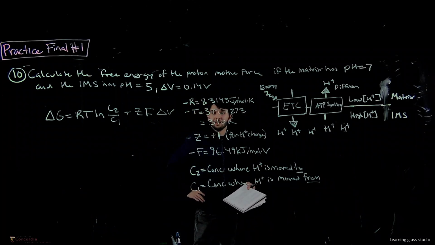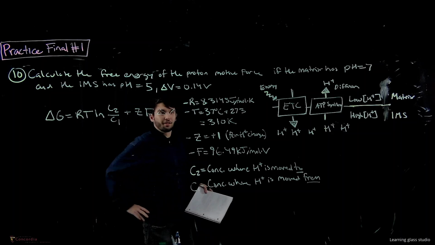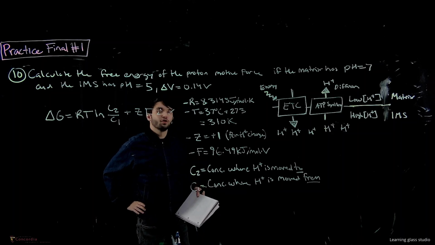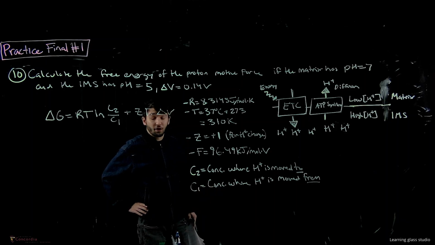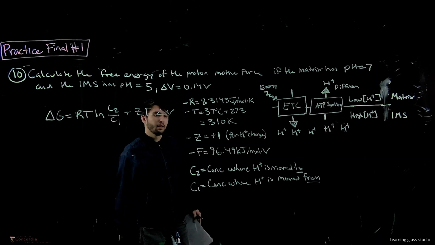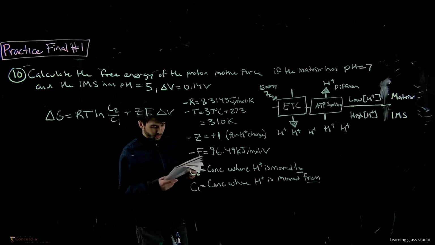What does all that mean? R is the gas constant, 8.3145 joules per mole Kelvin. T is the temperature in Kelvin, so physiological temperature is 37 Celsius. You add 273 to that, you get 310 Kelvin. Z is the charge, in this case on a hydrogen ion, so +1. F, Faraday's constant, is 96.49 kilojoules per mole volt.